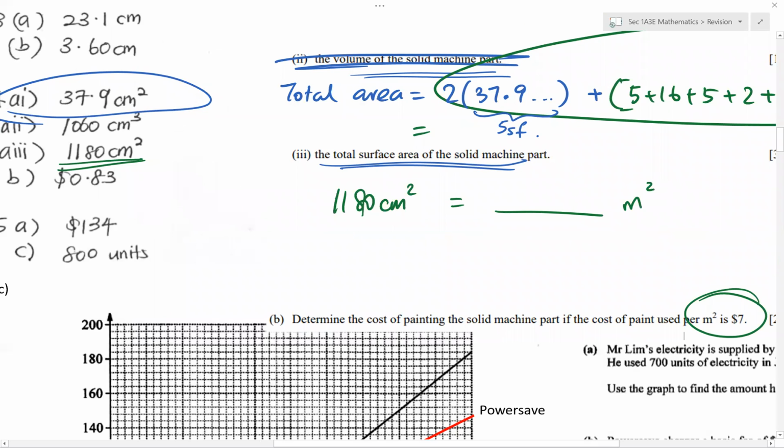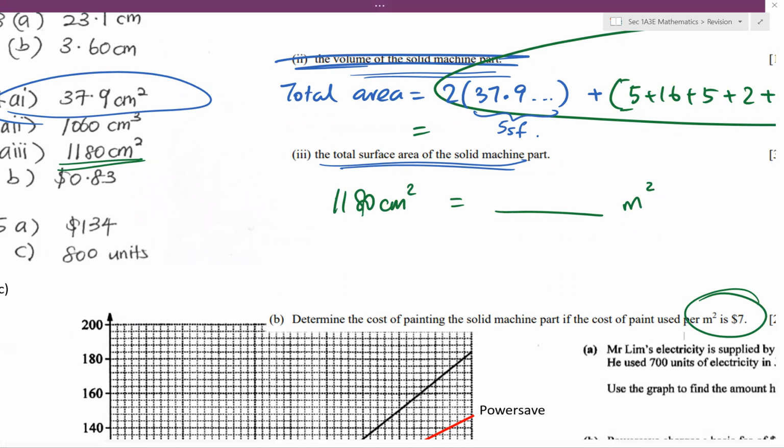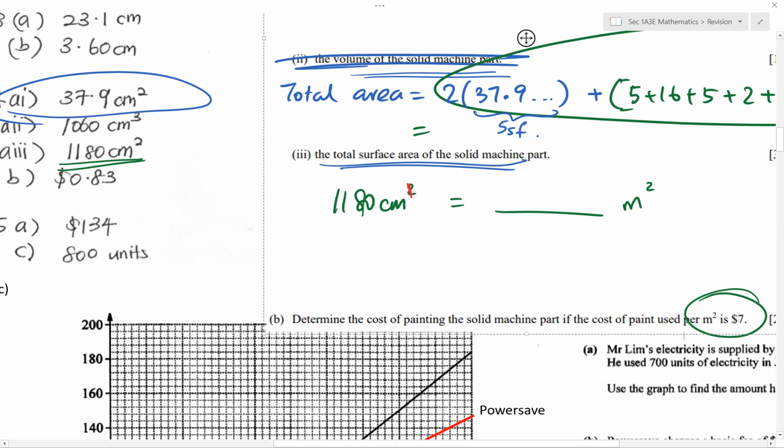To do this conversion, first, you ignore the square over here. This is what I tell my other students also. It becomes a question that you can easily do in primary school. How do you go from 1180 cm to meters? Do you multiply or do you divide? This one you have to know. You have to be confident. Are we going to multiply or divide?